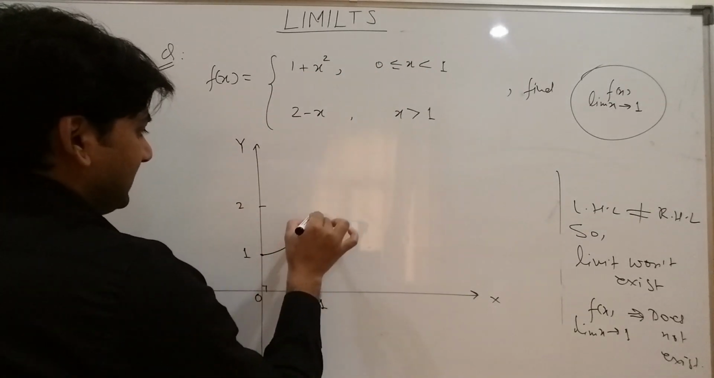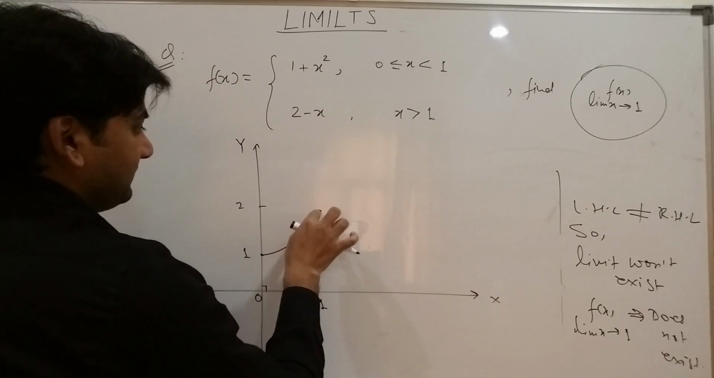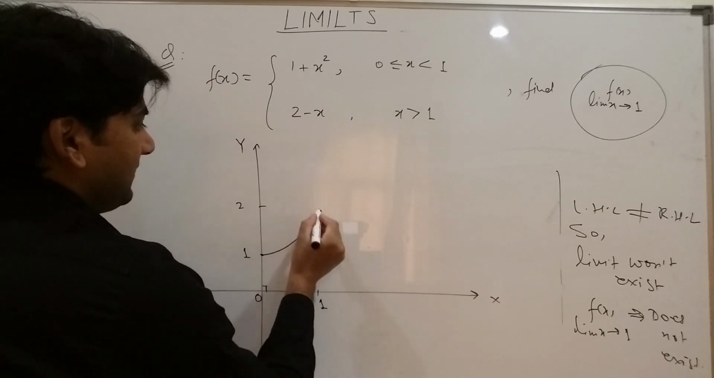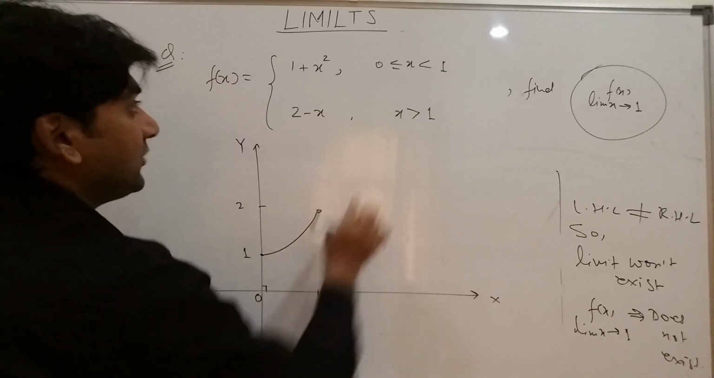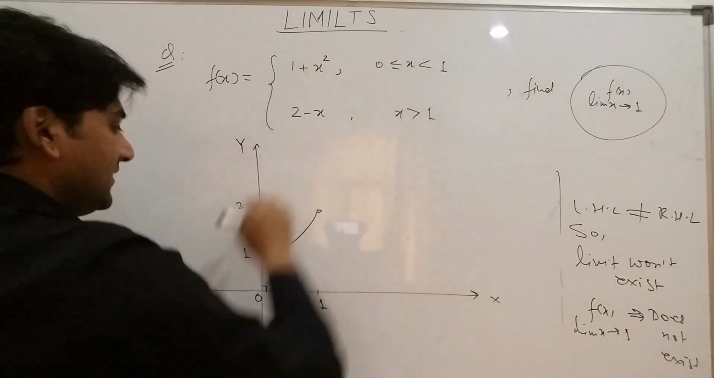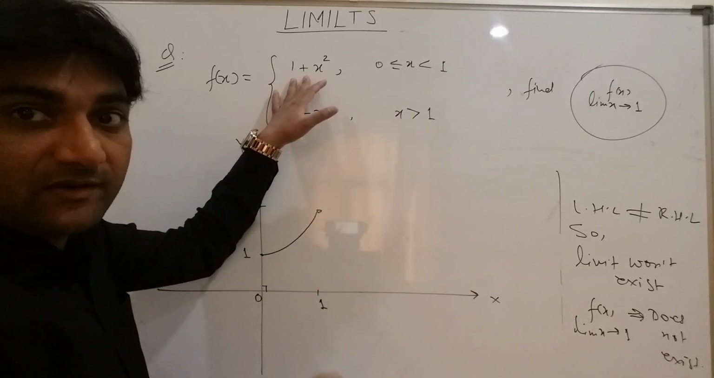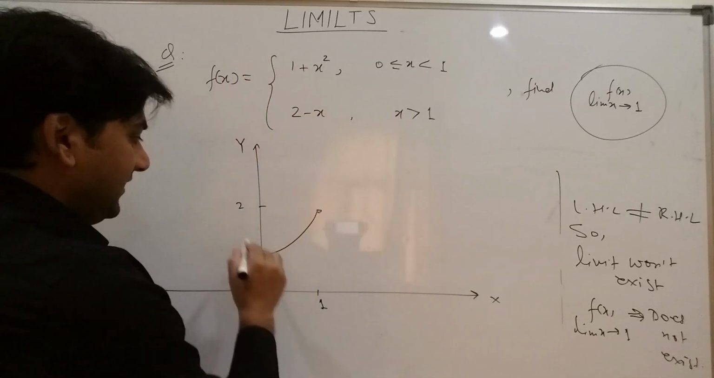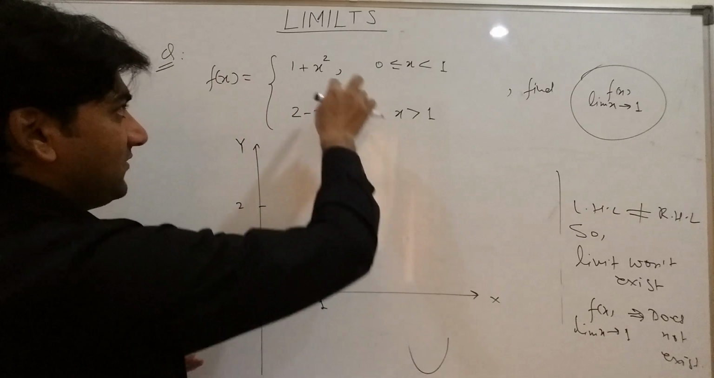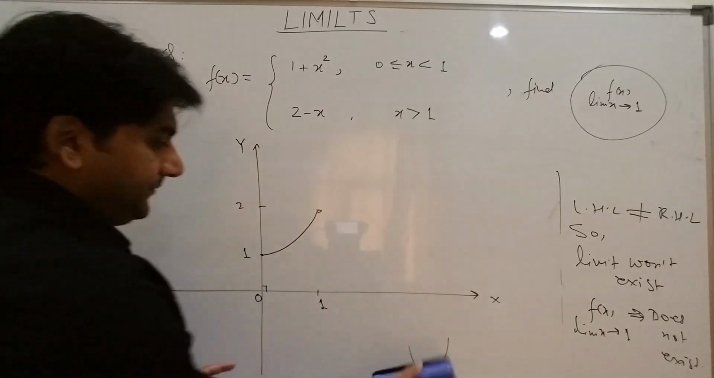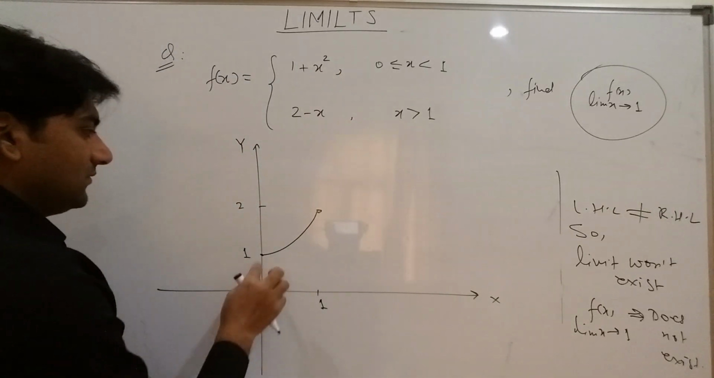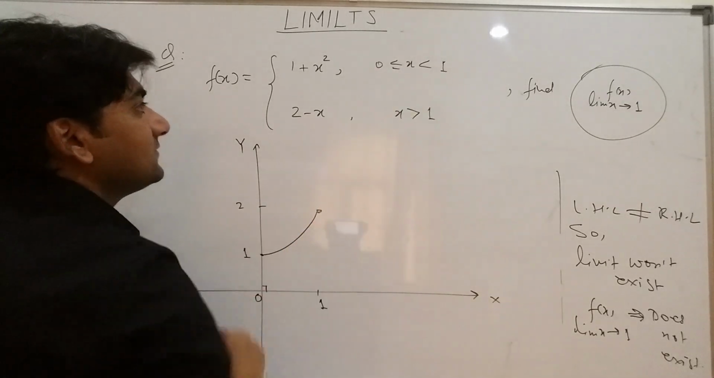So you will get this graph, but it will be open. It won't be filled because you cannot put x equal to 1 here. So 1 plus 1, and this is a parabolic graph. It's a quadratic graph, so it won't be a straight line. It would be like this. This kind of graph it is, a parabolic graph. So we got this graph from 0 to 1.